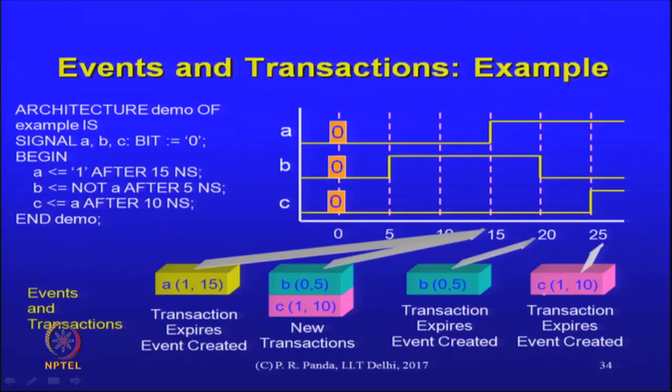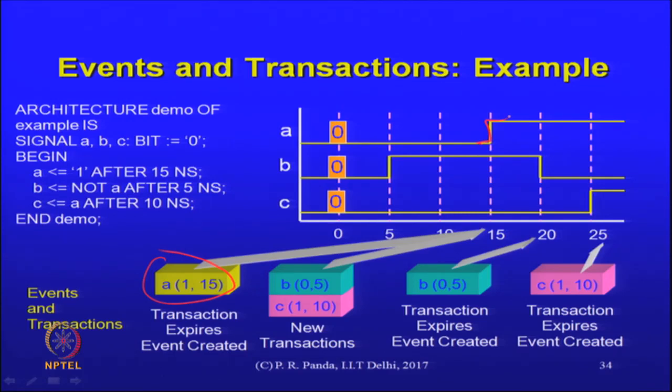Move on. This is the last transaction that is still there in the queue. It was scheduled for 15, the value of A was supposed to be 1, and so that is what has happened here, and as a result an event is created on A, because the current value of A is 0, the value of A has changed to 1. Let us see what happens later on.